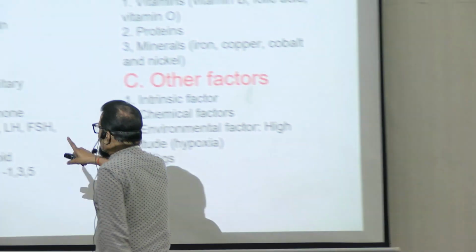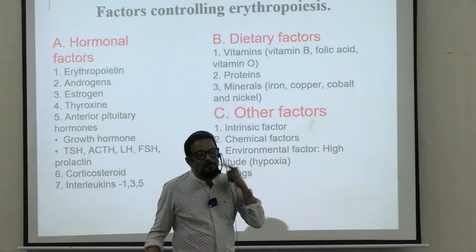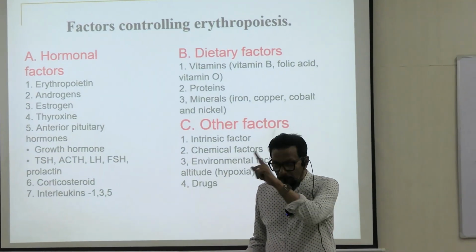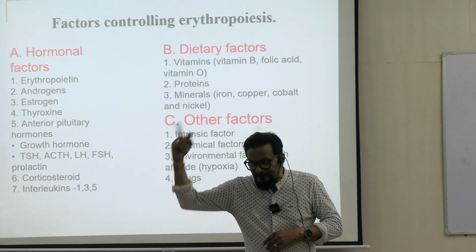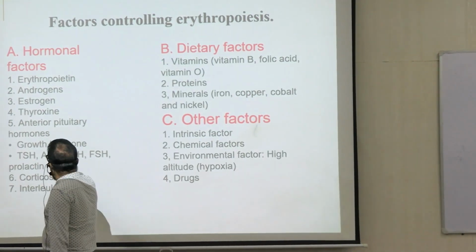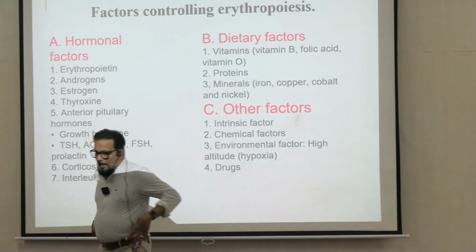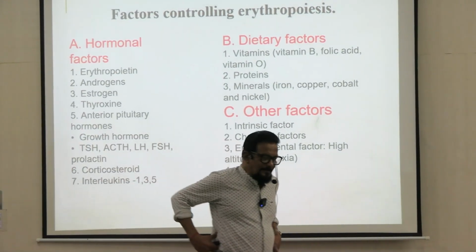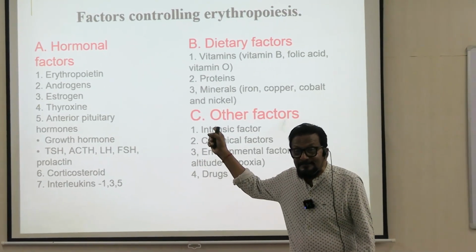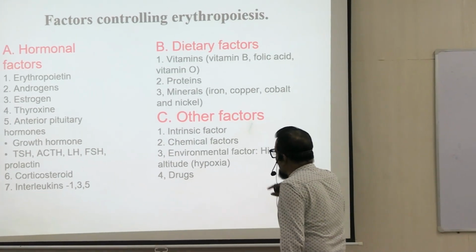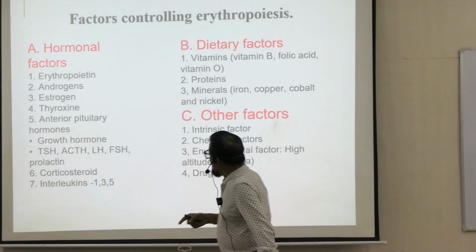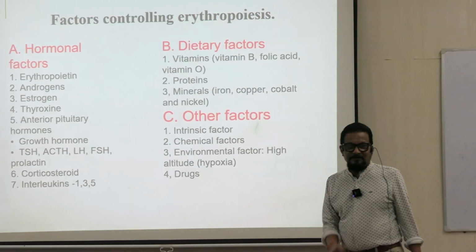Similarly, some hormone, TSH, because it is controlling the thyroid gland, and thyroxine is providing energy to the dividing cells. So that way it is correlated. ACTH acts on the adrenal gland, where cortisol is produced, and cortisol increases erythropoiesis. Interleukins, IL-1, 3, 5, we have seen, they are involved. Now the dietary factors.